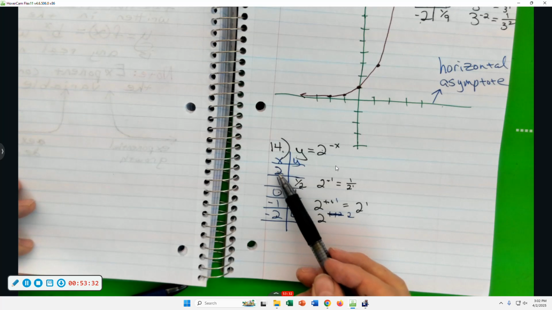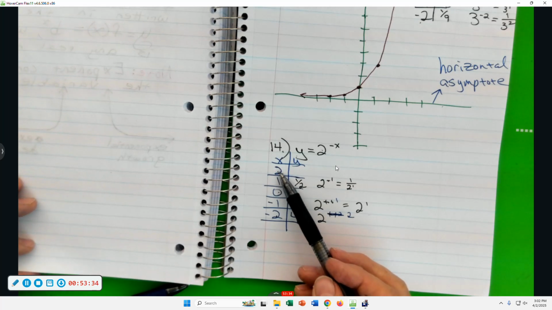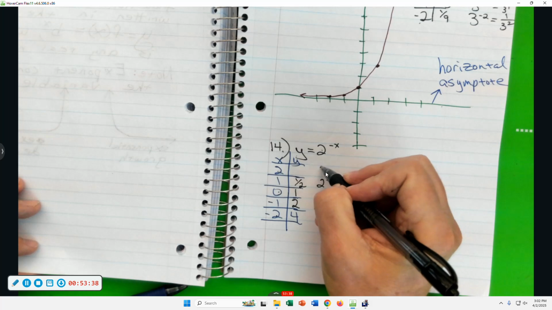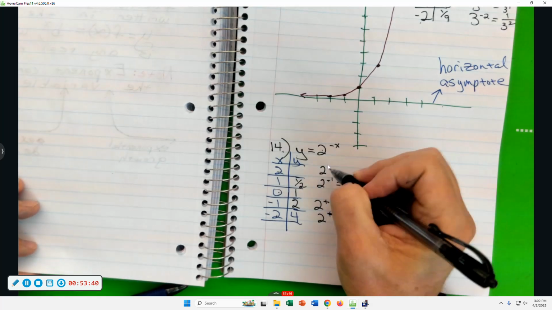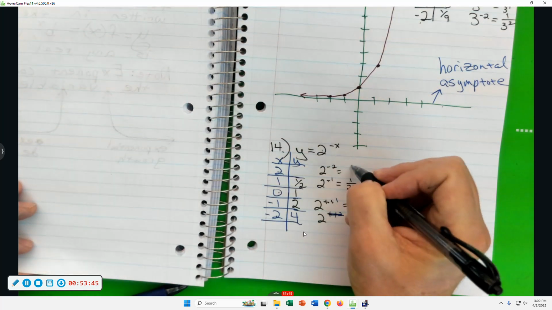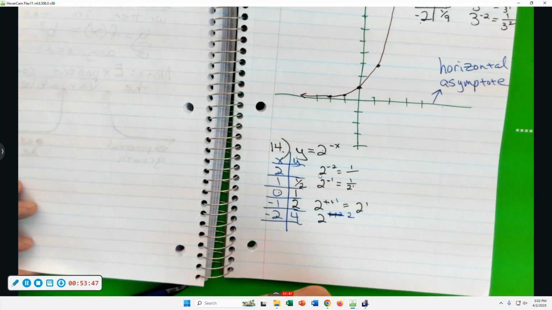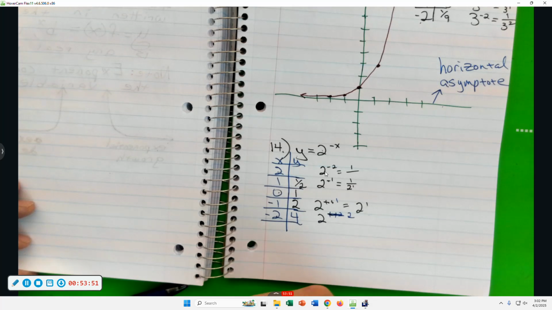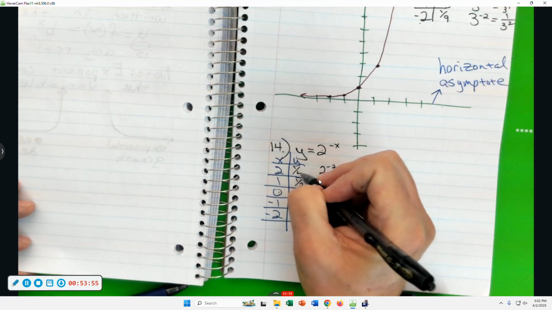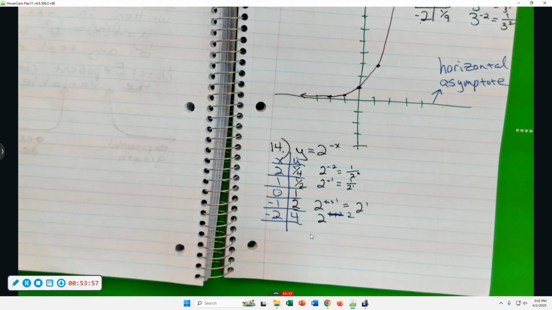Now, Alex was telling us what we get if we just plug in a 2 here. That's going to be 2 to the negative 2, which becomes a 1 over what? 2 squared, which is 4, so 1/4. Any questions on our calculations there?